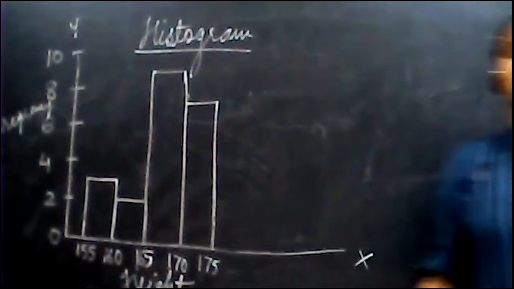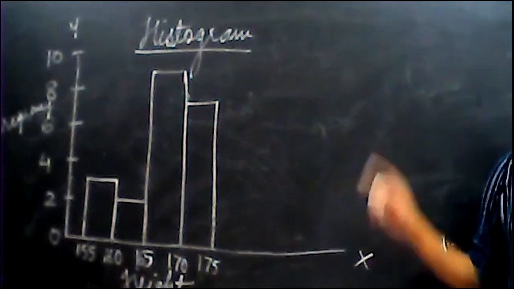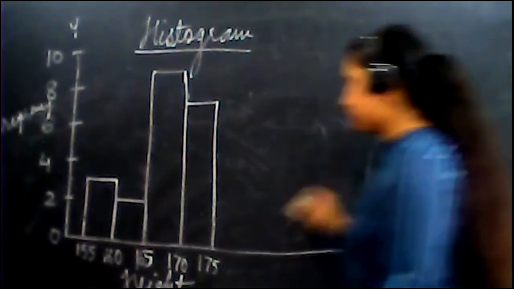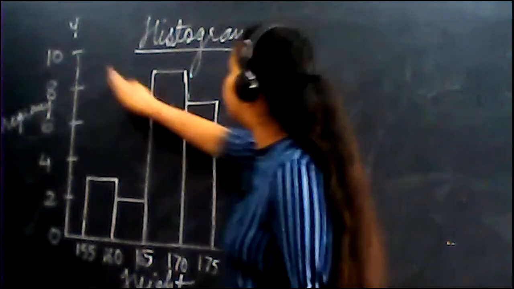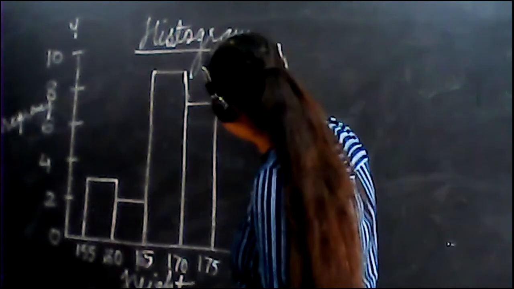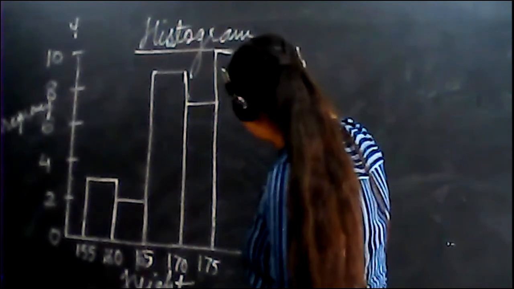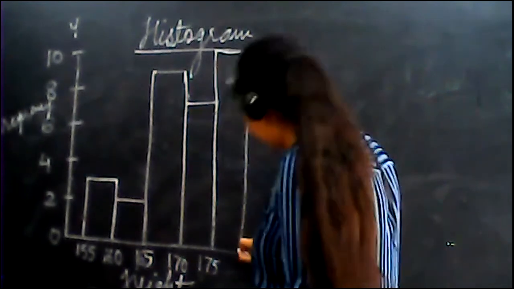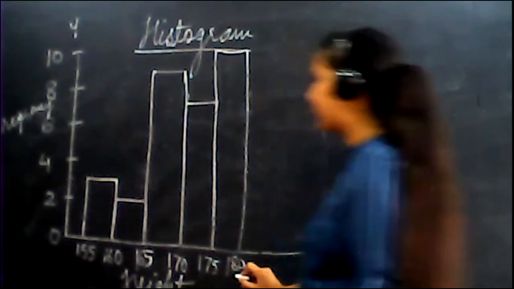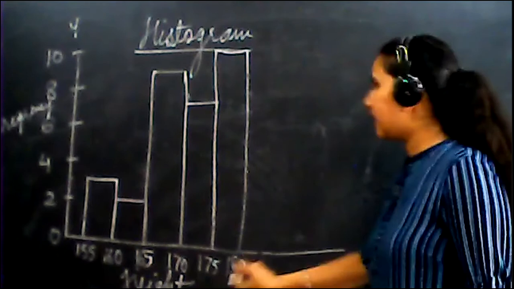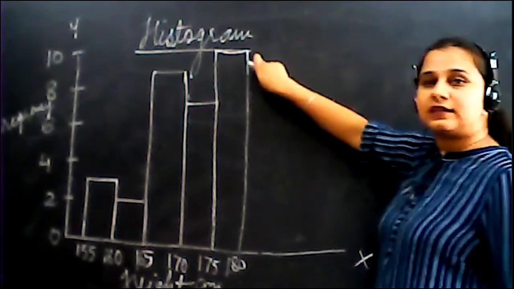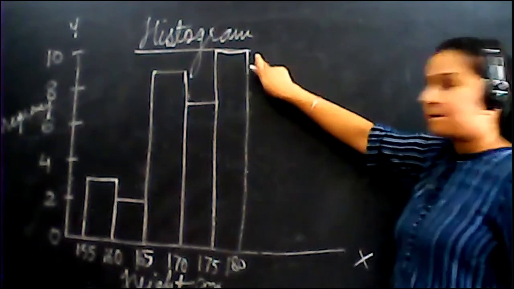So yes, the next one is 175 to 180, that is 10. So this is 10, right? So we got it here. So we will make a histogram over here and write here 180. 175 to 180 interval. In this height in centimeters, right? We have marked 10 frequency, right?